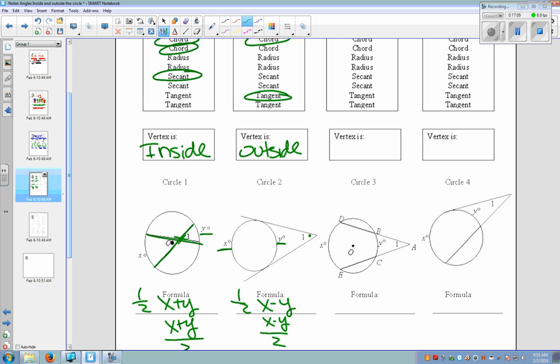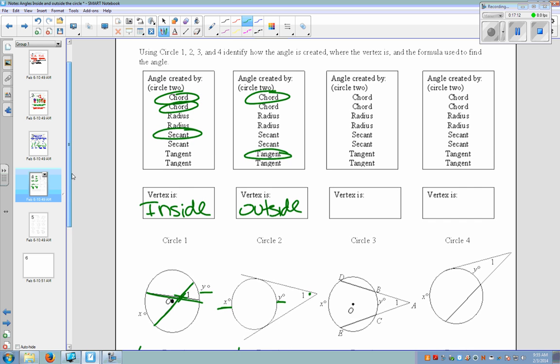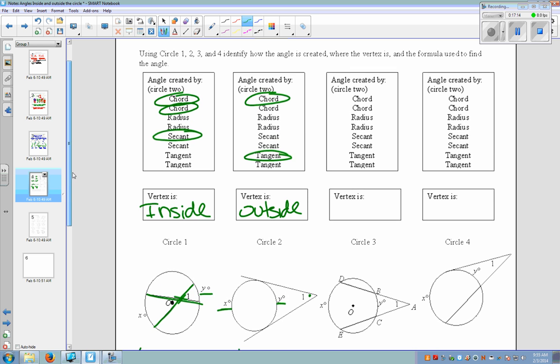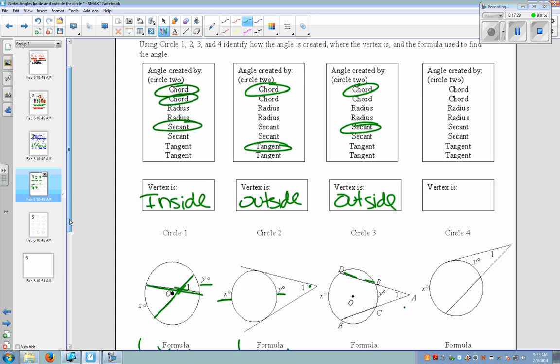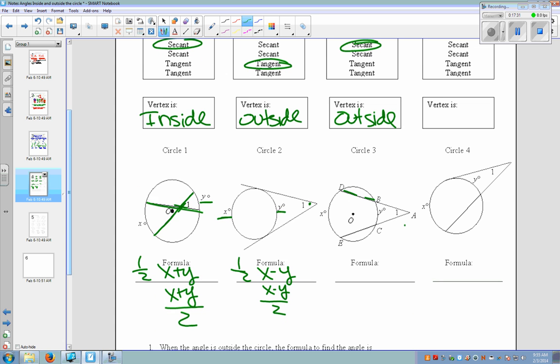Okay, looking at the next one once again, noticing the vertex is on the outside, but these aren't tangent, they're actually secants. Why? Because they're crossing through our circle twice, so we could say they're secant and chords. Vertex is on the outside, so our formula is 1/2 of x minus y, or x minus y over 2.